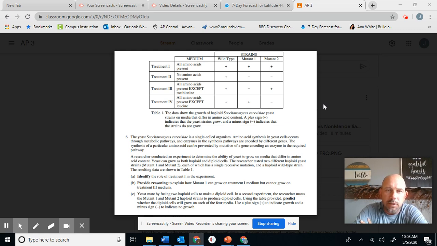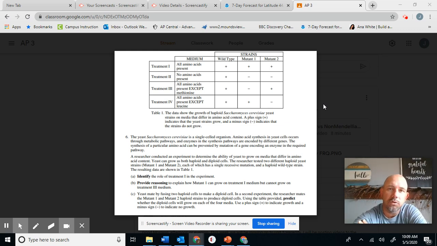So if you go to the question, it says a yeast is a single-celled organism. Amino acid synthesis in yeast cells occurs through metabolic pathways, and enzymes in the synthesis pathways are encoded by different genes. The synthesis of a particular amino acid can be prevented by mutation of a gene encoding an enzyme in the required pathway. The researcher conducted an experiment to determine the ability of yeast to grow on media that differ in amino acid content. Yeast can grow as both haploid and diploid cells. The researcher tested two different haploid yeast strains, each of which has a single recessive mutation, and a haploid wild type strain. The resulting data are shown in table one.